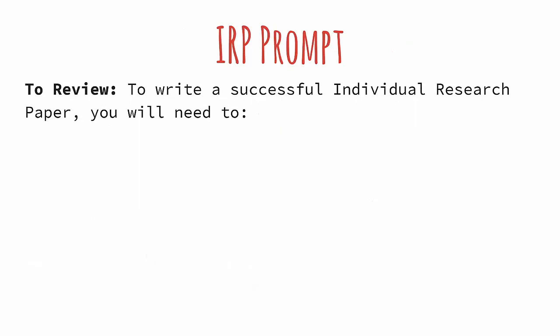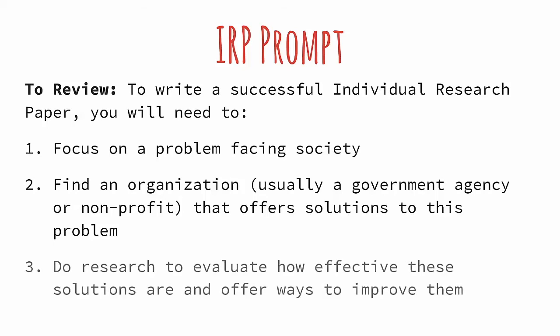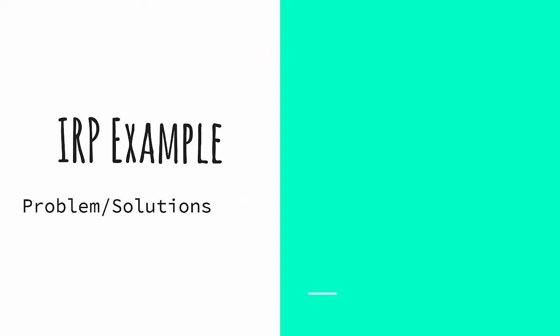So to review, to write a successful IRP, you will need to focus on a problem that is facing society. From there, you're going to need to find an organization, and this will usually be a government agency or a nonprofit that offers solutions to this problem. Finally, you're going to need to do research on how to find solutions that are effective and offer ways to improve on these solutions. This slide is designed to give you an example of how to meet these requirements.